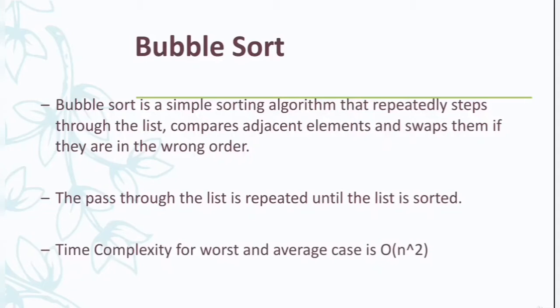The time complexity for worst and average case is big O of n square. Time complexity is basically the time required for the algorithm, and the space complexity is big O of 1. Space complexity is basically the memory or space required for the algorithm. So let's see the working of bubble sort.